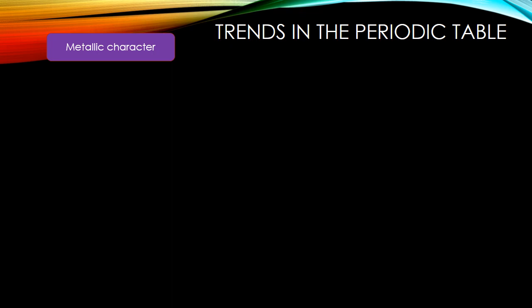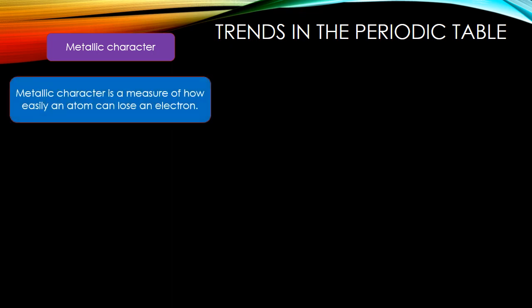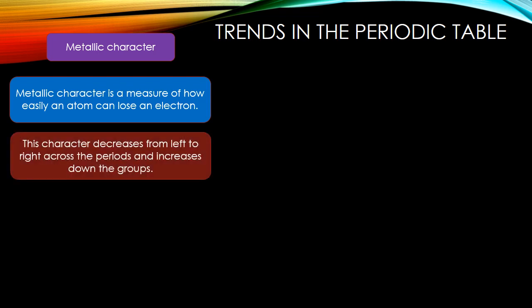Metallic character. The metallic character of elements is a measure of how easily atoms lose electrons. This character decreases going from left to right across the periods and increases going from top down the columns.